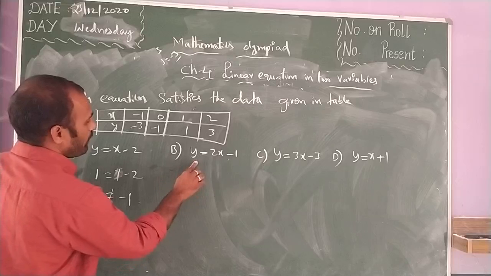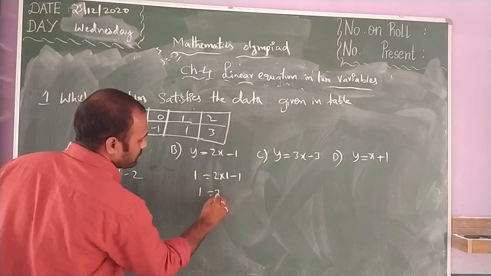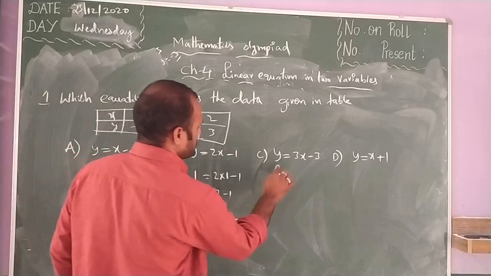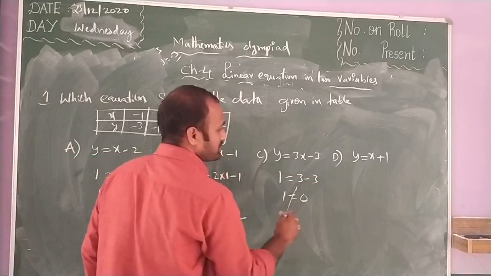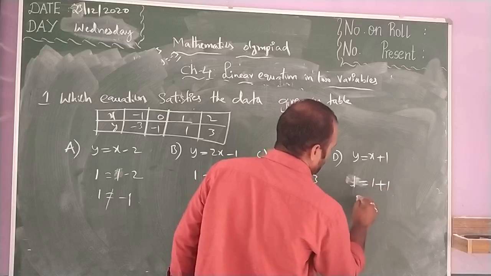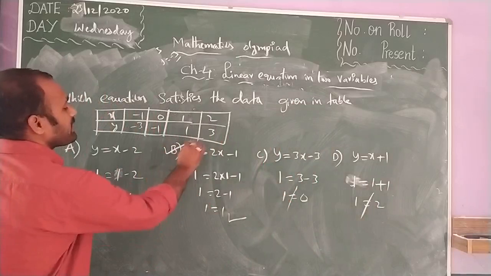Next option B, y is 1. So 2 into 1 minus 1, that is 2 minus 1, 1 is equal to 1. Okay, this is satisfied. Next, y is 1, 1 is equal to 3 minus 3, 1 is equal to 0, this is not satisfied. Y is 1, 1 is equal to 1 plus 1, 1 is equal to 2, not satisfied. So directly we can say that option B is correct.